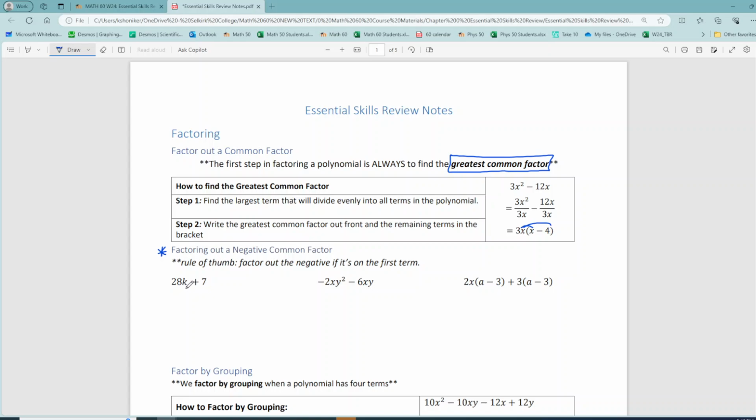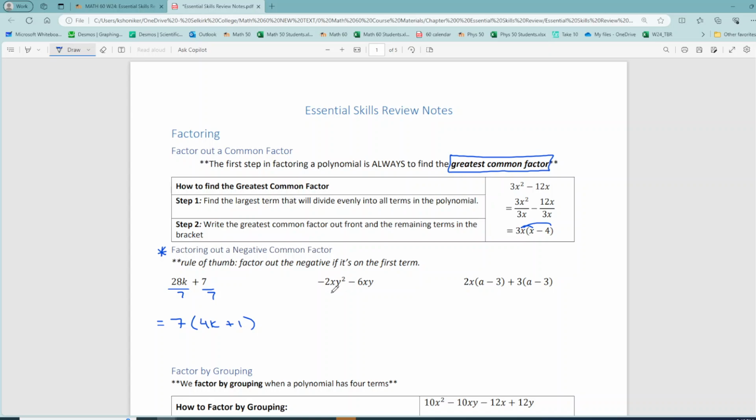So I've got a 28k and a 7. This term doesn't have a k, so I can't take a k. So I'm looking at the 28 and the 7, and I notice that 7 actually goes into both of these terms. Since this first term is positive, I'm going to take a positive 7. The greatest common factor will be written out front, and then I write the remainder in the bracket. 28k divided by 7 would be 4k, and then 7 divided by 7 is 1, and it's really important that you write that 1 because again, if I multiply back through, I want to end up with two terms.